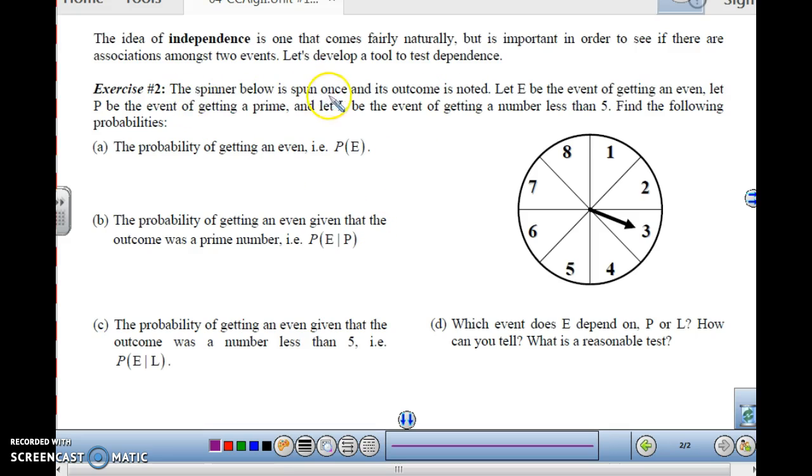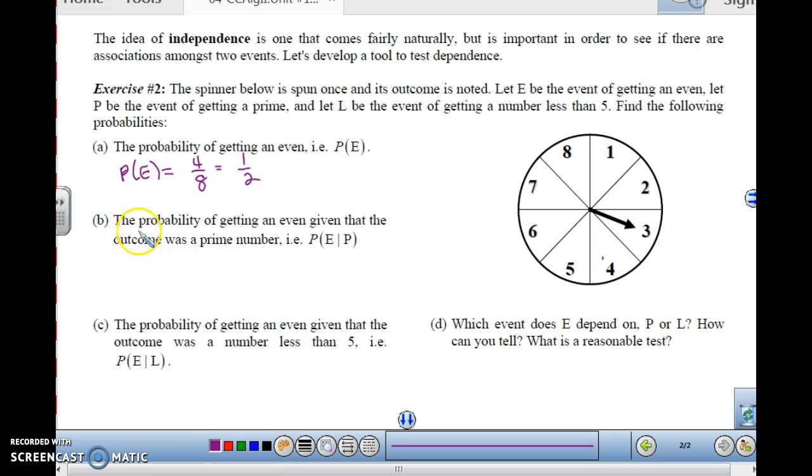The spinner below is spun once and its outcome is noted. Let E be the event of getting an even, P be the event of getting a prime, and L be the event of getting a number less than 5. So let's find the following probabilities. All right, what is the probability of getting an even number? Well, there are 4 even numbers, 2, 4, 6, and 8, out of a total of 8 on the whole spinner. So that's going to be 1/2.